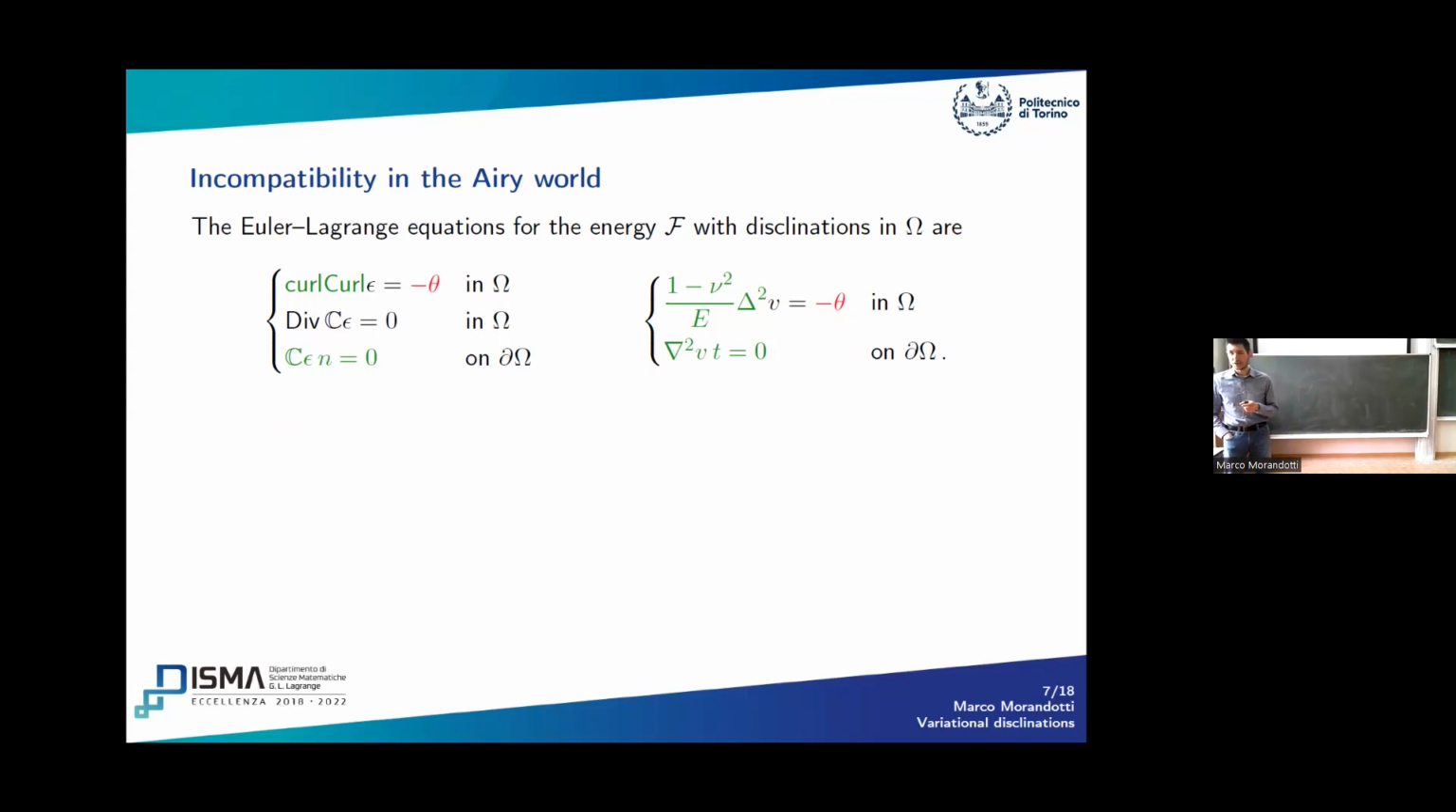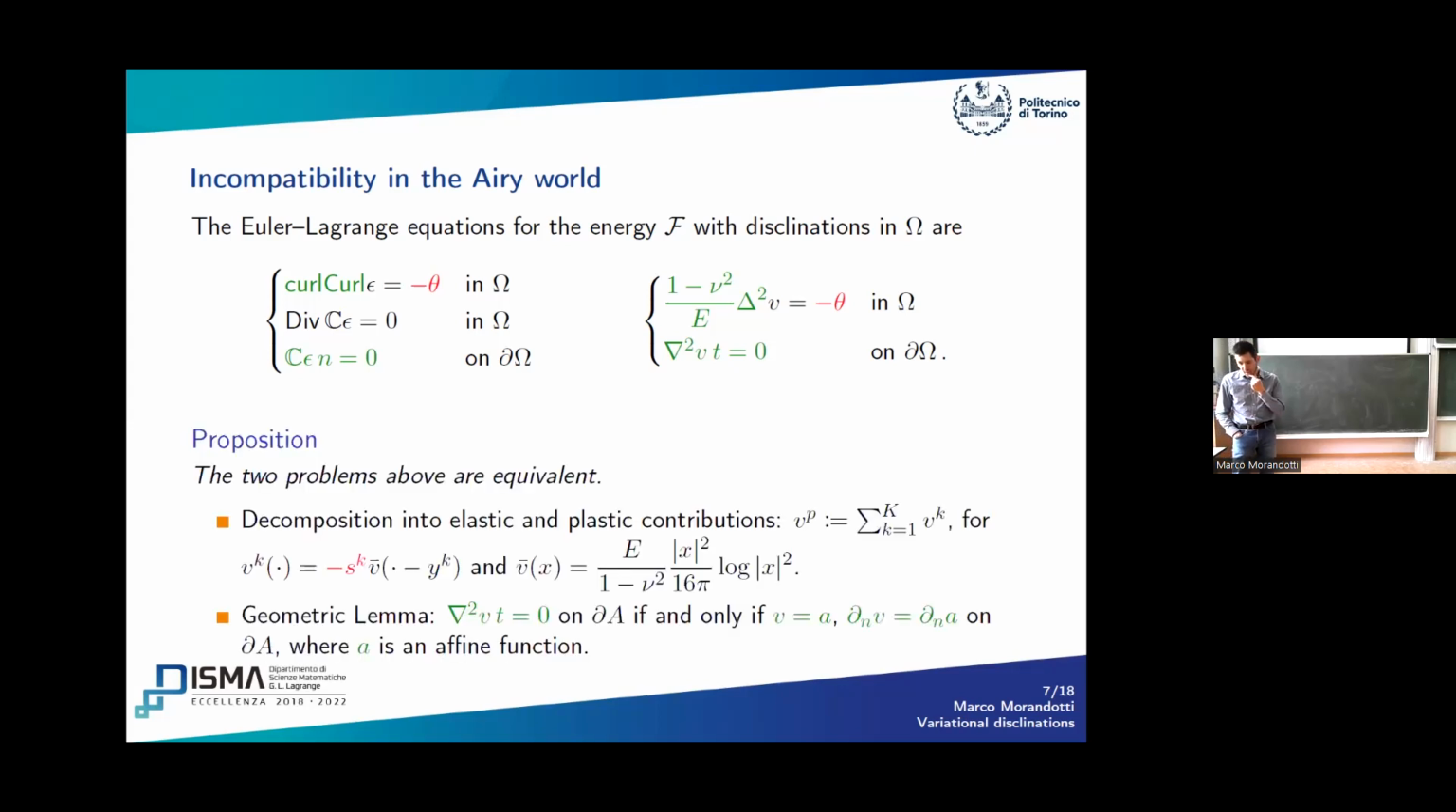So the Hessian applied to the tangent vector must vanish. T is the tangent to the boundary, which we can speak about in a unique way because our domain is two-dimensional, so the boundary is a curve in the plane, and we may assume that it's regular enough to have a tangent defined everywhere. And so we can prove a proposition that these two problems are equivalent. Basically, if one wants to find the equilibrium configuration in the physical world or in the Airy potential world, they would obtain the same answer.